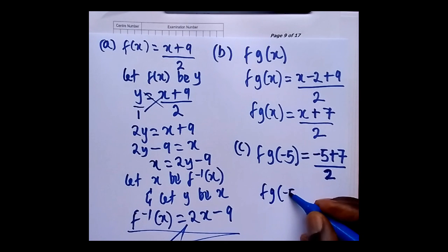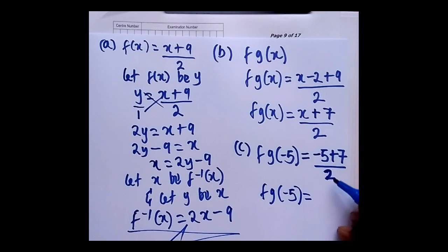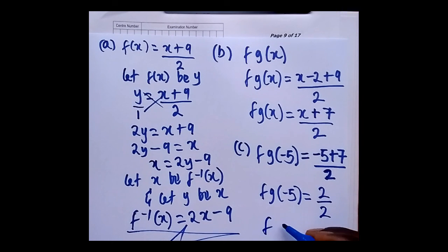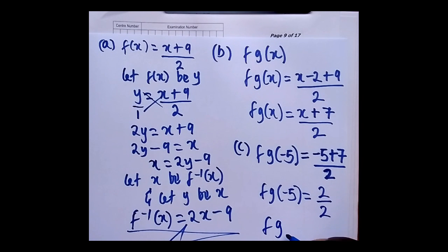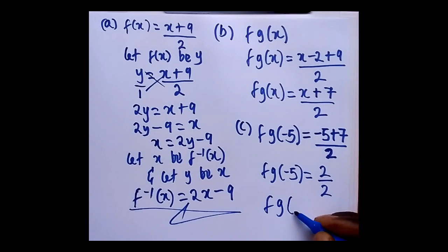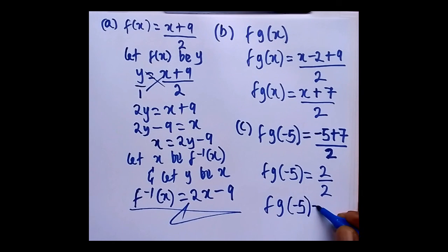fg of negative 5 is equal to (negative 5 plus 7) over 2. Negative 5 plus 7 is a 2, so keep the sign of the larger number and subtract. So that's a 2, then over 2. So fg of negative 5 is equal to 2 divided by 2. That's just 1. So the whole thing gives us 1.